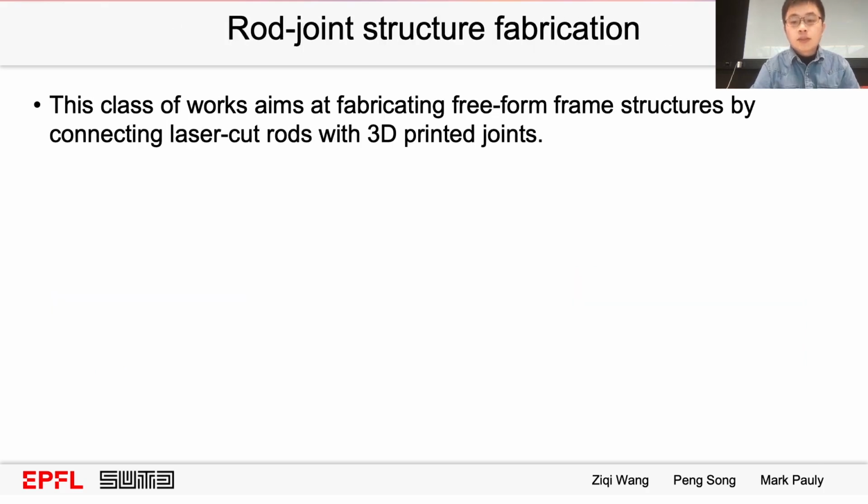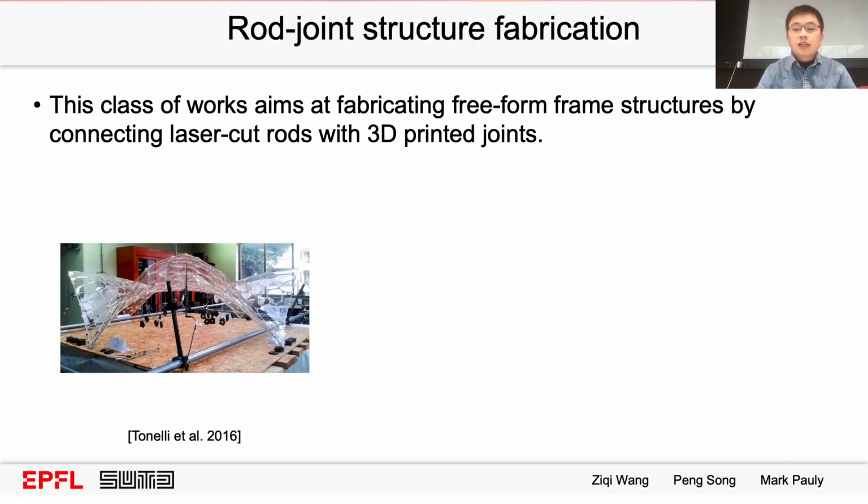Another application for mixed fabrication is to make rod joint structures. Tonelli and their colleagues designed a grid shell architecture structure by optimizing a polygonal tessellation on a given 3D surface to maximize the static and aesthetic performance.